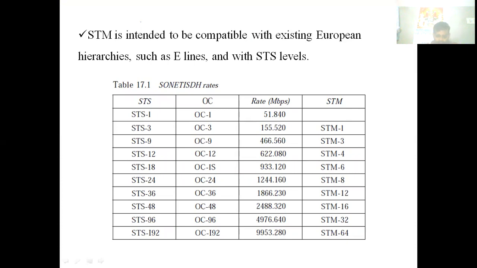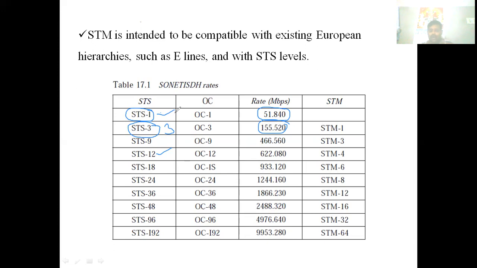Okay, so this is STS1. This STS1 is having a data rate of 51.840 and STS3 is having a data rate of 155.520. That is nothing but 3 times that of STS1. So STS3 is having 3 times the data rate of STS1. Similarly, STS12 is having a data rate of 12 times that of STS1.